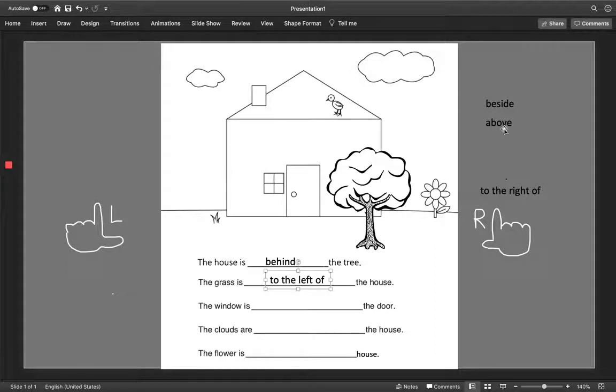The next word says above. Is the window above the door? No, it's not above the door. So that's not right. And the last one says to the right of. Is the window to the right of the door? No, that doesn't make sense either. So the one that makes the most sense is beside.